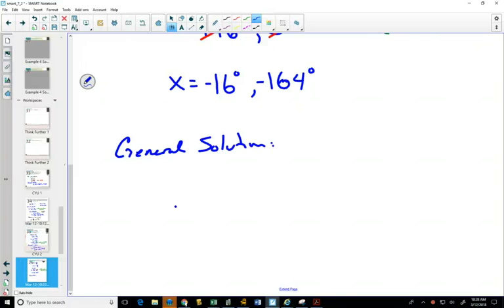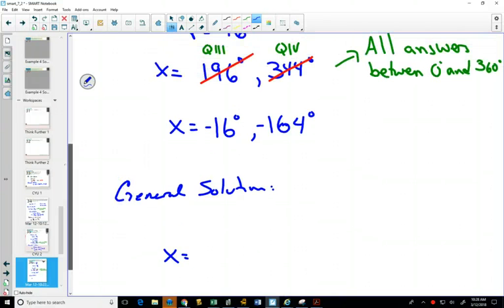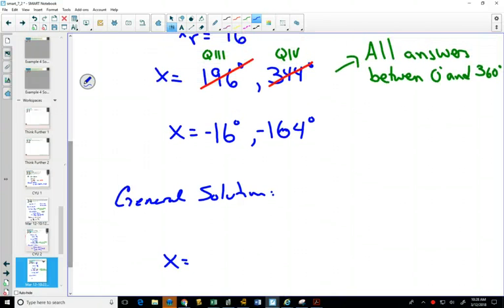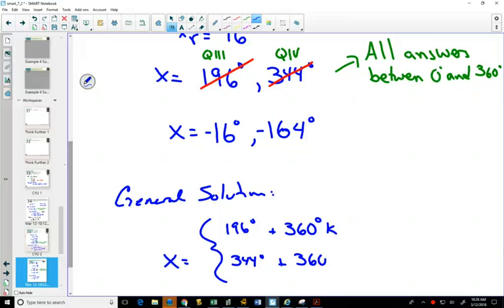again, the general solution says find all of your answers between 0 and 360 or 0 and 2 pi first. So I'll use those, 196 and 344. And since we're dealing in degrees, to write all the coterminal angles, we add 360 degrees times k, where k is an integer.